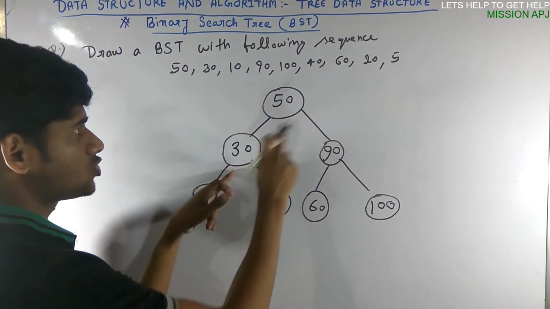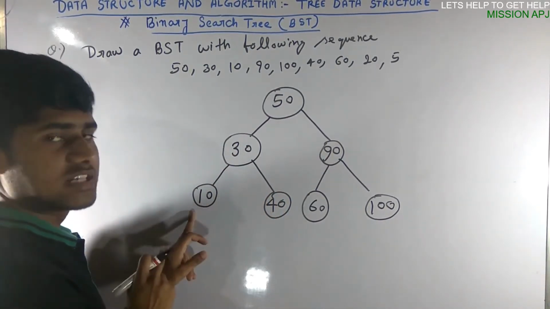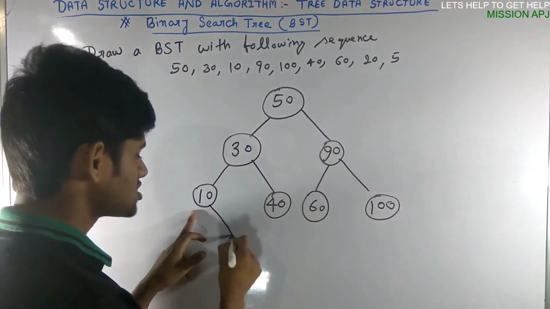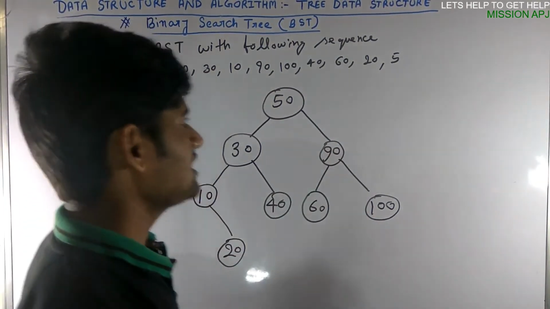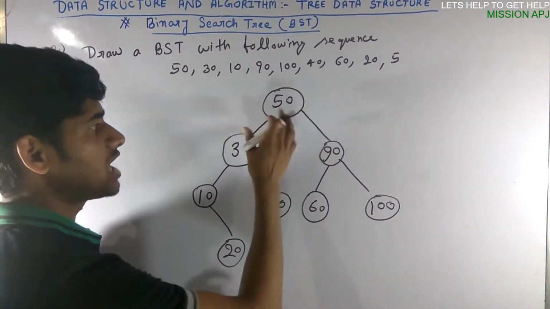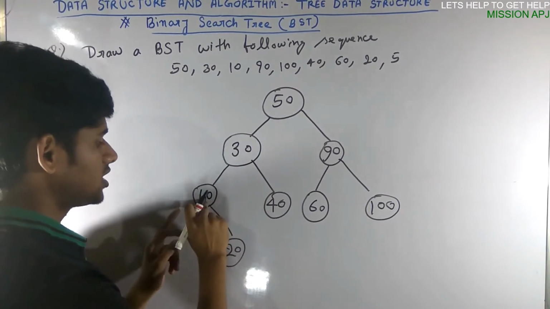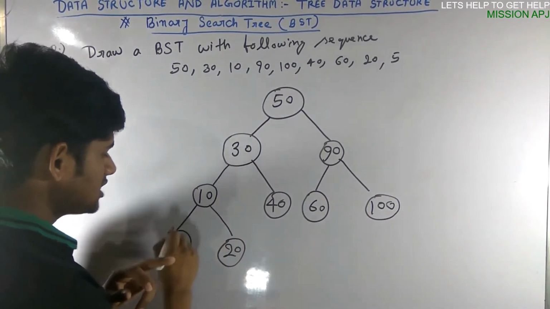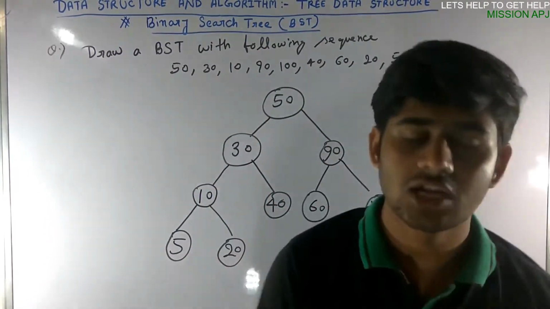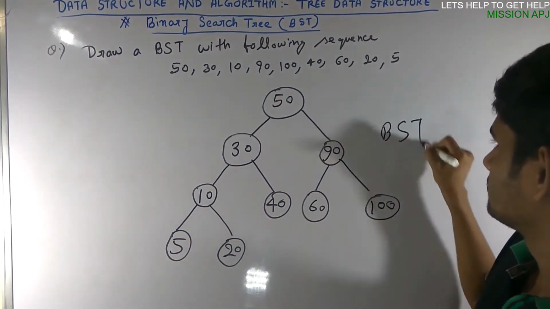Fine. 20 is less than 30, we will go here. Now 20 is less than or greater than 10? 20 is greater than 10, so we will construct it in the right of the 10. Fine. Now 5 is less than 50, we will go here. 5 is less than 30, we will go here. 5 is less than 10, so we will go here. So in this way we can construct a binary search tree with any given sequence. So this is a binary search tree.